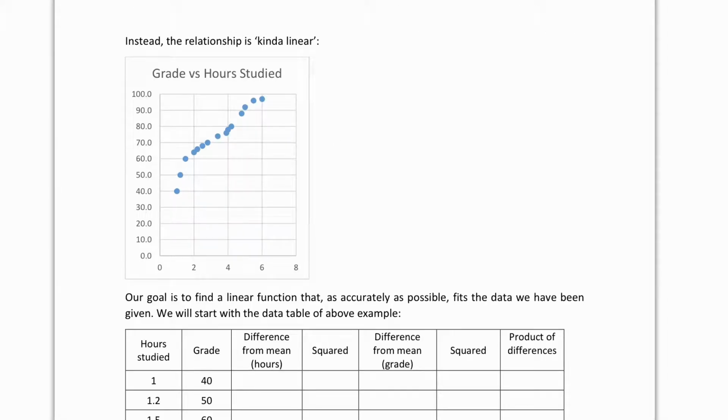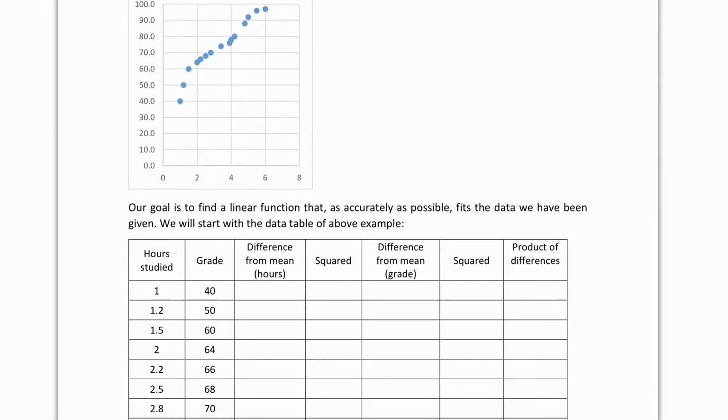What we usually get in real life is something like this that looks kind of linear. It appears that on average, if you study more, you get a higher grade, but sometimes it's maybe up a little bit or down a little bit. It's not entirely linear. It's what we say is kind of linear. And so our goal is to find a linear function that approximates it as accurately as possible. We want to find something that fits the data. So to do so, we're going to find some averages and some standard deviations. We're going to use the tools that we developed in this video.